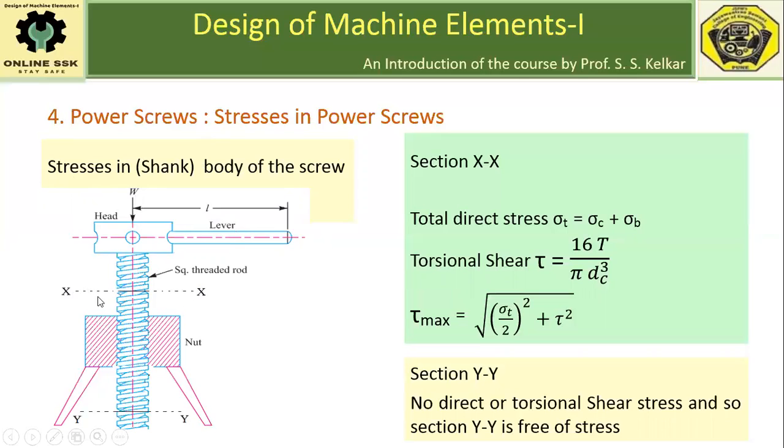So here, while calculating torsional shear stress, we have to take into account 16 Tt upon pi dc cube. By mistake, I have forgotten to add a suffix T here. Actually, this T should be Tt, T suffix T, where Tt represents the torque required to overcome the thread friction. So this portion, section XX, is subjected to torsional shear stress given by 16 Tt upon pi dc cube, and also it is subjected to direct stress, total direct stress sigma t, equal to compressive stress plus bending stress.